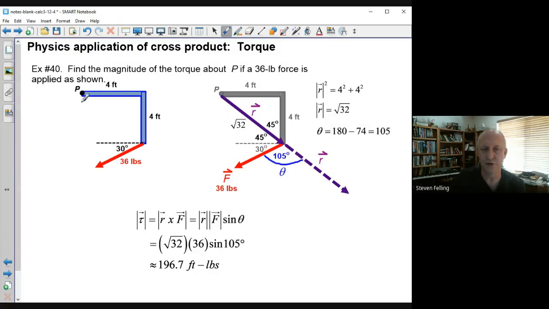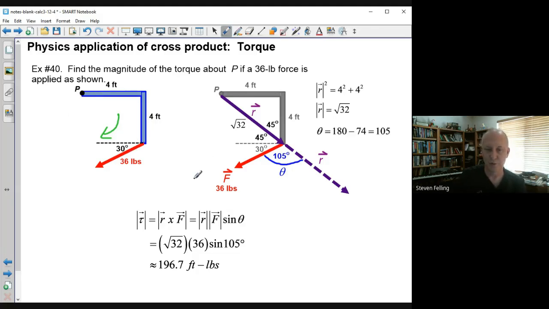Let's say that we had this structure. We had two beams that were welded together that were 4 feet long, and they're pinned in some way so that they're able to rotate, but only around this point P. And then we apply a force of 36 pounds specifically in this direction, 30 degrees below the horizontal, where this starts out with the top beam horizontal. So this is going to cause this to potentially rotate in this direction with some torque, okay? And we want to figure out how much torque this 36-pound force applies to this whole object.